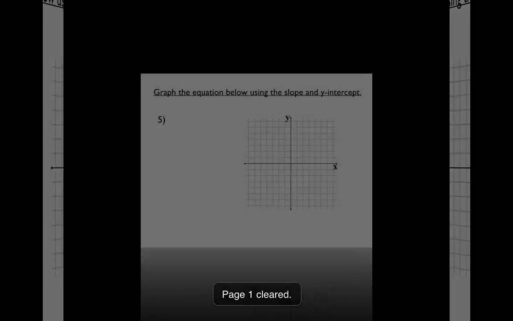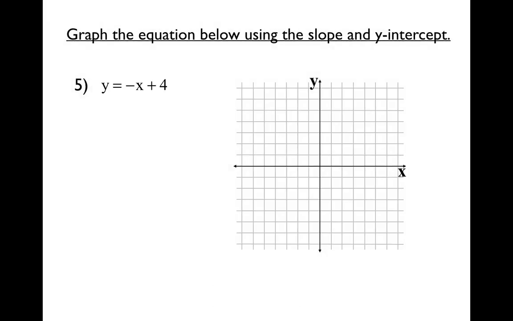Okay, so now moving on to the 5th example. This one's a little bit tricky, but I have faith in you. Go ahead and pause the video and see how well you do.